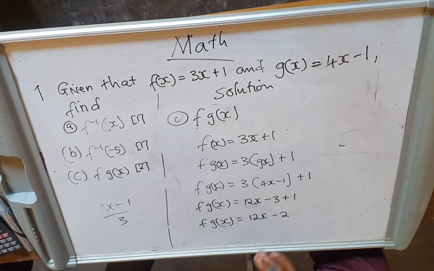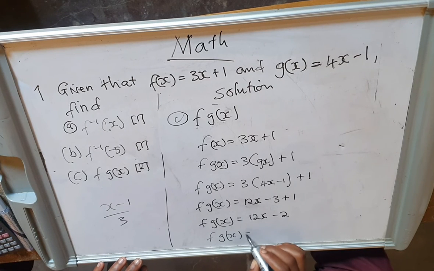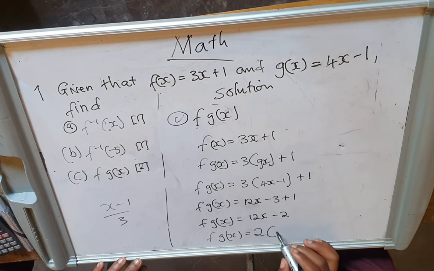You can factorize this to leave it as simple as possible. So we have fg of x equals 2 common, 2 open bracket, 2 into 12 we get 6x, 2 into negative 2 you get negative 1 as the answer.